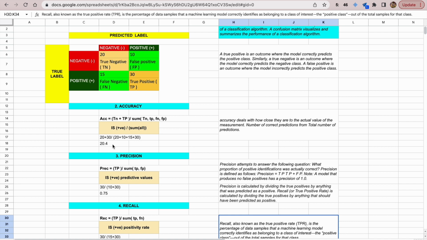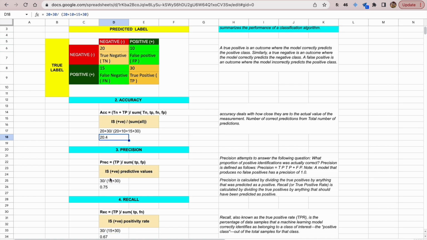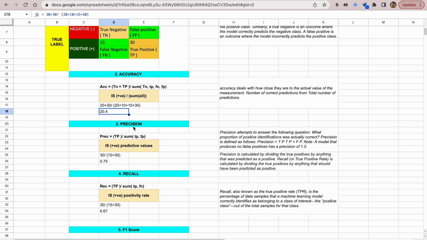It is very important to remember that when you write the answer, make sure you round your value to 2 decimal places. You should have just two numbers after the decimal point, like 20.42 or 20.45. And now let's go to the third one, the precision.